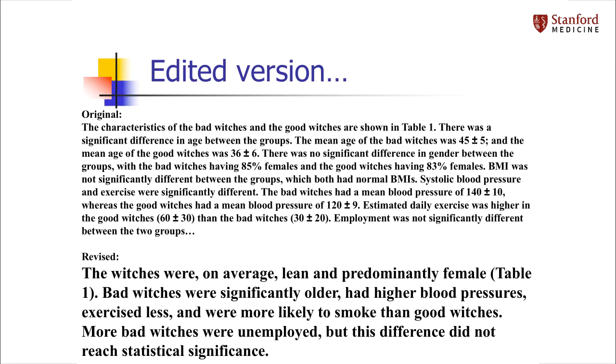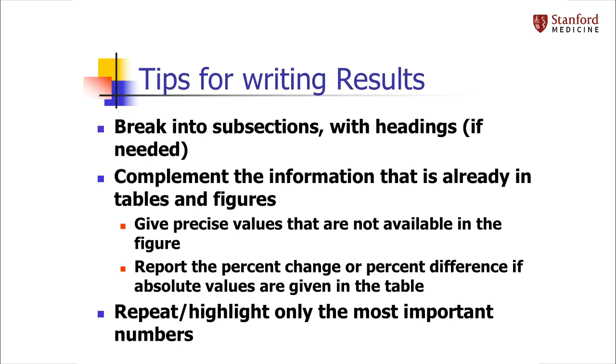In some results sections, I might include one or two key numbers that I really want to highlight for the reader. Okay, so notice the edited version here. It's much easier to read, it's less tedious, and it's more useful to the reader because it gives only the key points. Here are some tips for writing your results section.